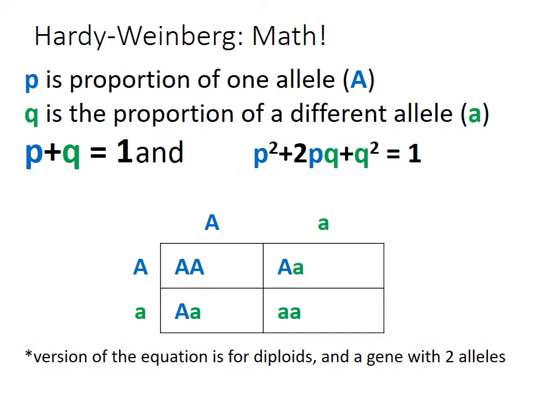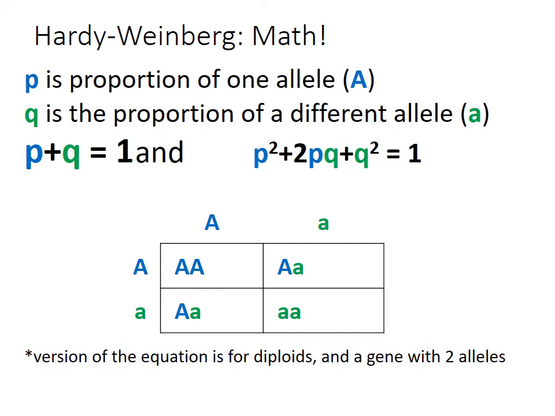This version of the equation only works for diploids. So what's a diploid? An organism with two chromosome sets. So we're diploid organisms, and this only works with a gene with two alleles. So a gene with only two alternate forms. So if it only has two alternate forms, the proportion of big A plus the proportion of little a would equal the entire proportion. So it would equal 100%.